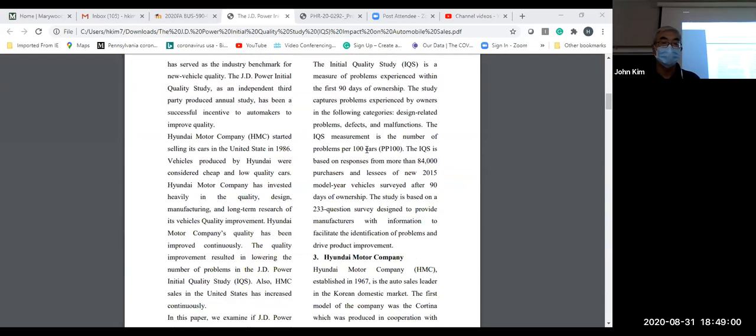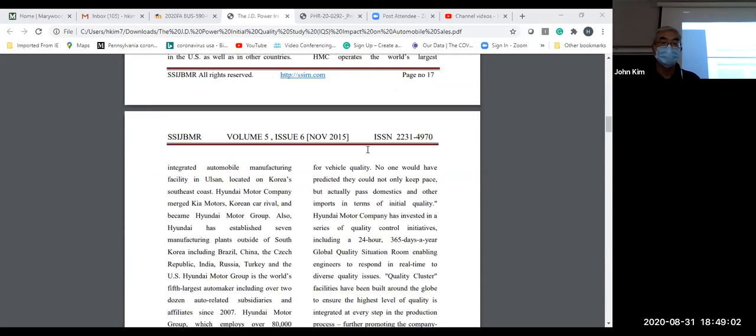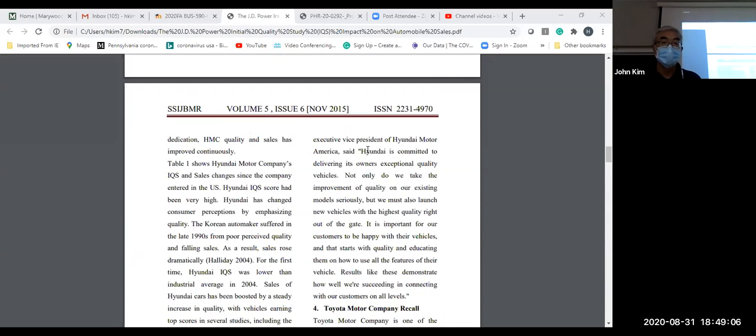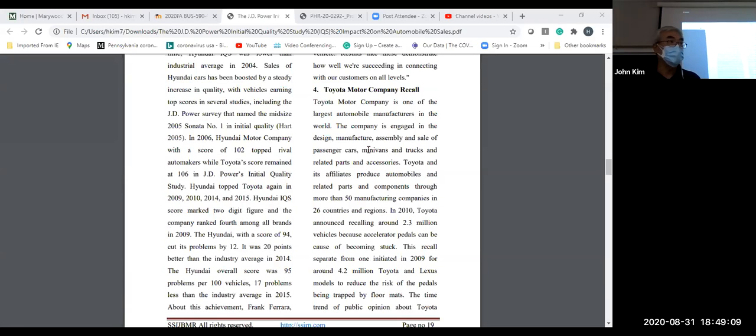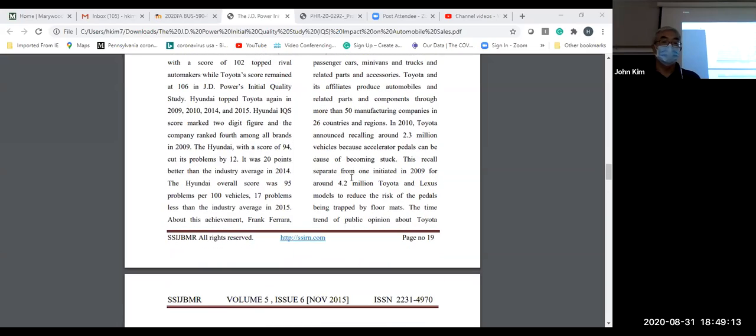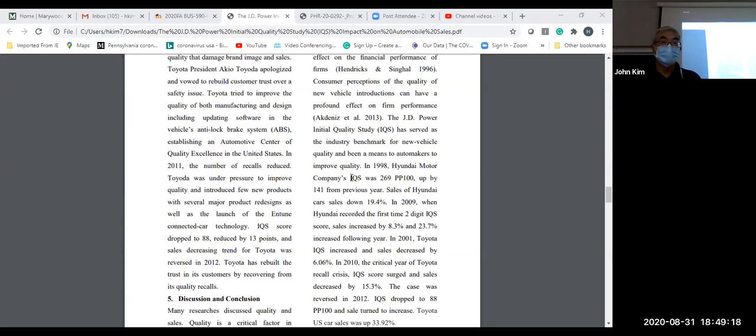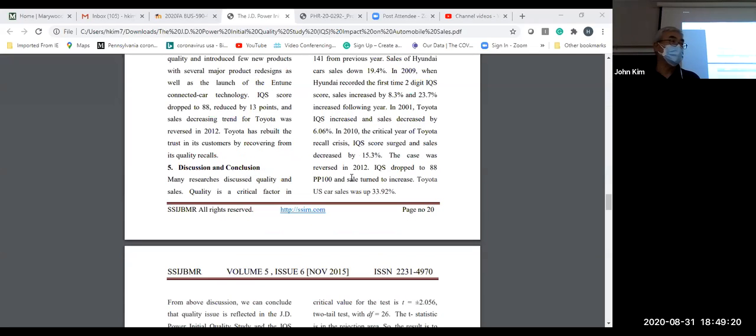and IQS data, compared, and then used a linear regression technique, but not exactly, but we used the Hyundai and Toyota case. So this is kind of a case study, even though we use data.